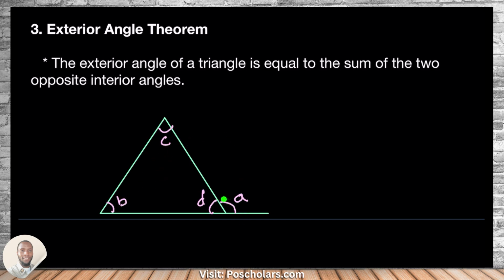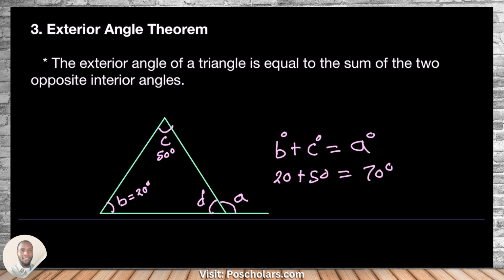So the theorem is saying that when you add angle B and angle C, the result is angle what? A. So let's write it. B plus C must be equal to A. That's B degrees plus C degrees must be equal to A degrees, right? So let's insert the values now. If angle B is 20 degrees and angle C is 50 degrees, automatically angle A will be what? I give you 1 second to answer that. Good. It will be 70 degrees, right? So 20 plus 50 equals 70 degrees. So that's what the exterior angle theorem is saying.